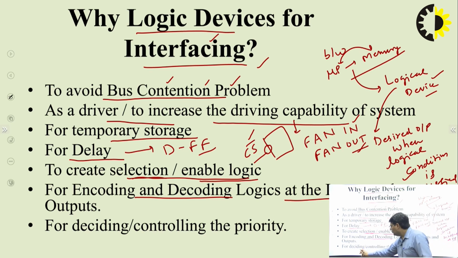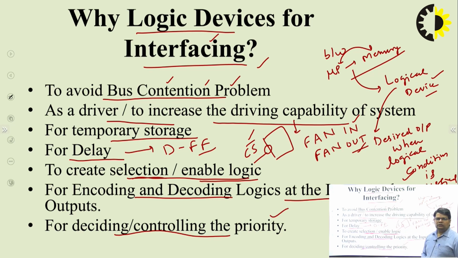Then finally, for deciding or controlling the priority, there may be multiple requests simultaneously. So out of those, which requests are to be processed and which are to be ignored, there must be some priority system. So for deciding and controlling the priority, we can use the logical devices.